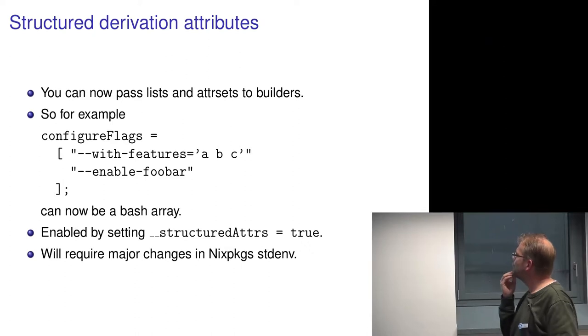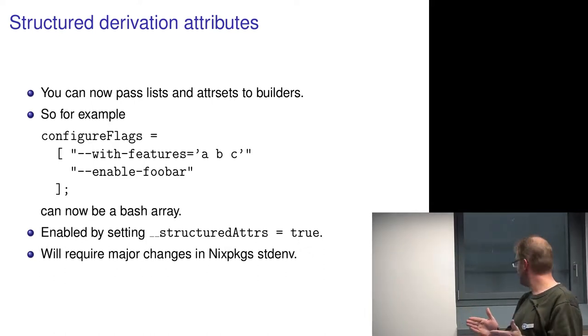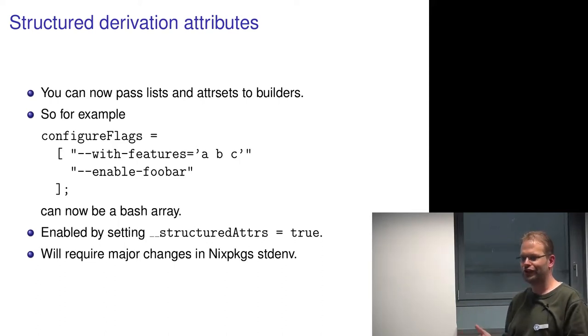Another interesting thing is structured derivation attributes. It's always the case that derivation attributes get flattened to string name-value pairs because they need to be passed through the environment. But now you can pass basically anything except functions. So attribute sets, lists, nested attribute sets, booleans, nulls, integers, floats. You can pass it all. So it all gets mapped to a JSON file, and then it's up to the builder to do something with that.